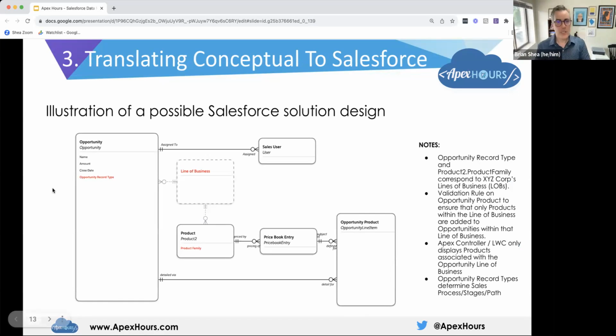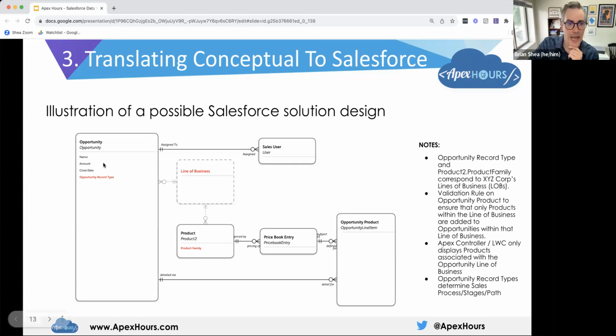So that was a conceptual model. In terms of our Salesforce solution design, this is one possible design for implementing the requirements. And there are many others that you could potentially come up with. But what I want to do is walk through this one possible design, and I want to call out the ways that this Salesforce solution design differs from the conceptual data model, to show you the difference and show you where the conceptual model can add value.